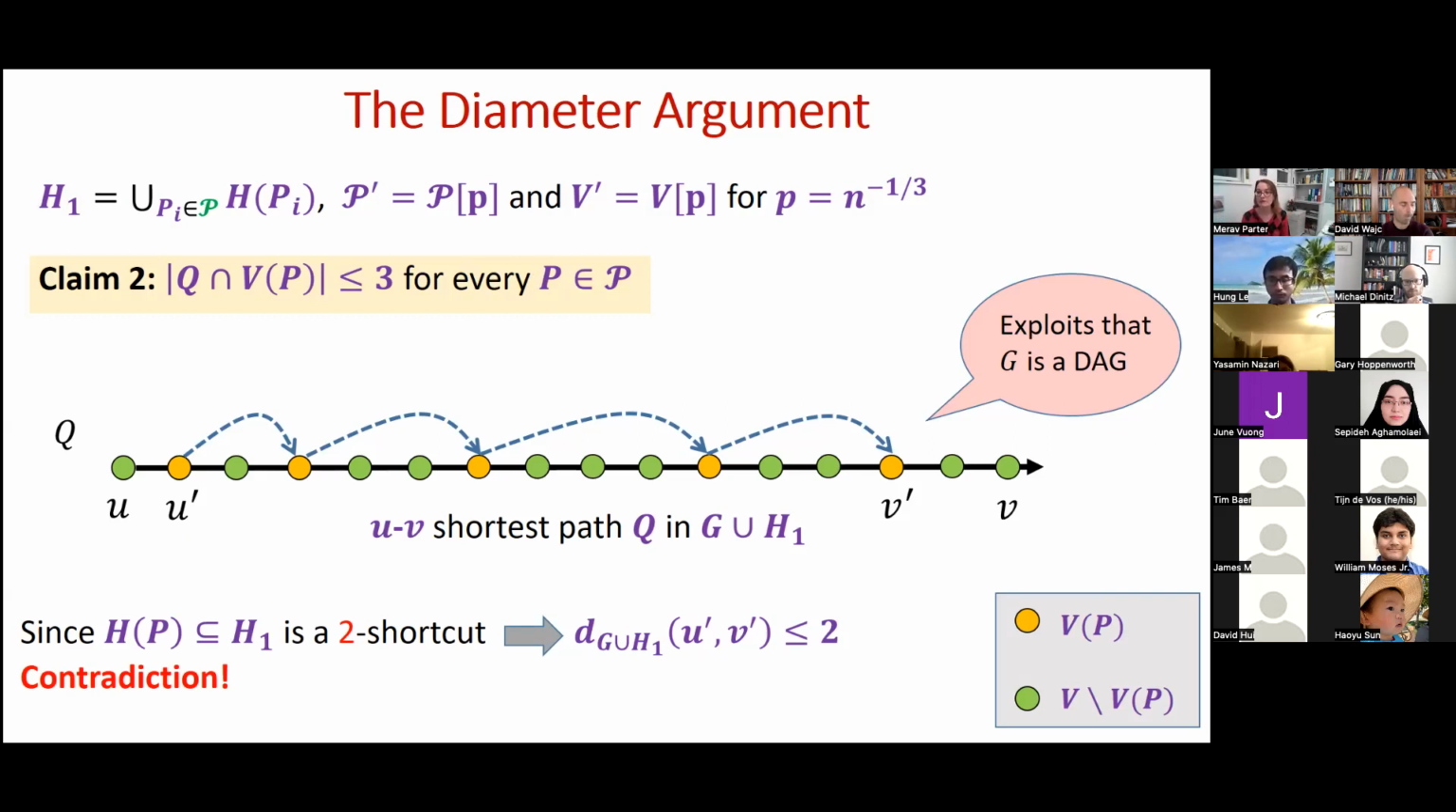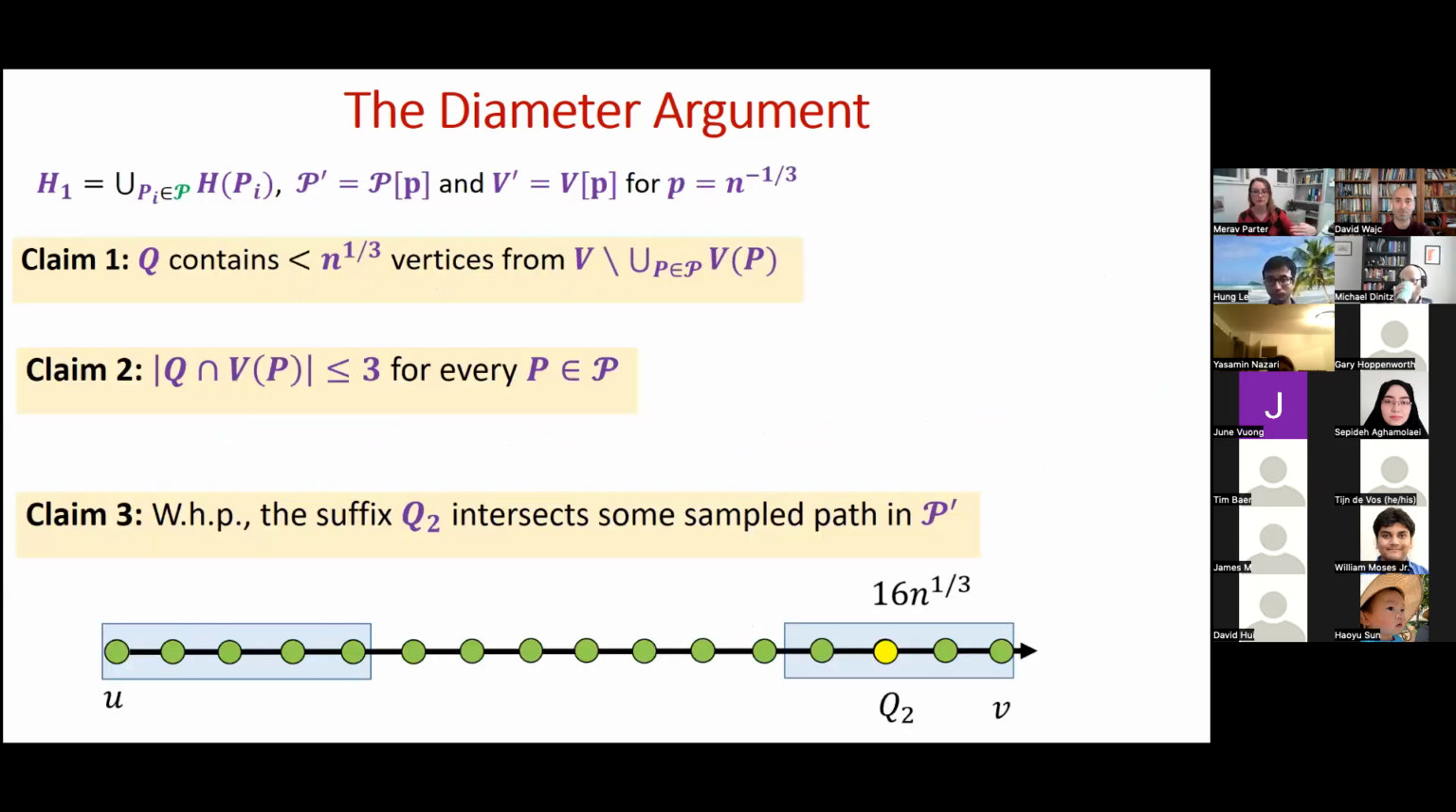So this is a very important property that later on in the talk I'm going to refer to again. Okay, so that's great, because that means that I'm going to see very few representative vertices from each given path that the U to V shortest path intersects. Okay. So let's see where we stand.